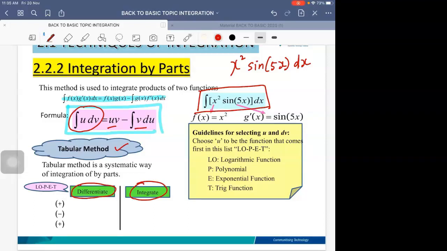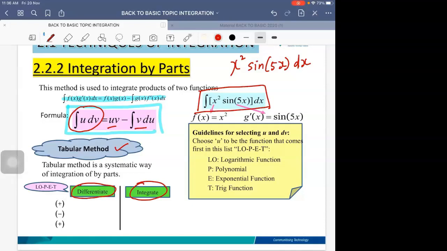Have you seen this technique before? Have you used this technique in your integration? Okay, tabular methods. So the tabular method is actually a simplification. We simplify our integration by parts, but theoretically it's the same: uv minus integrate v du.